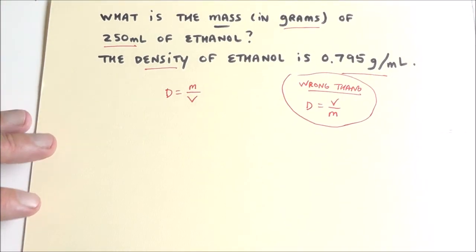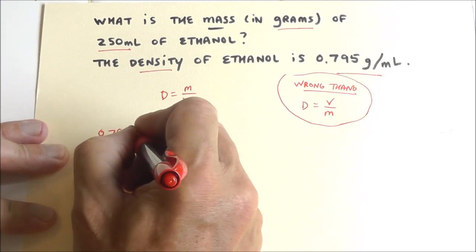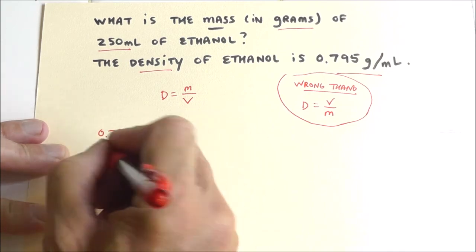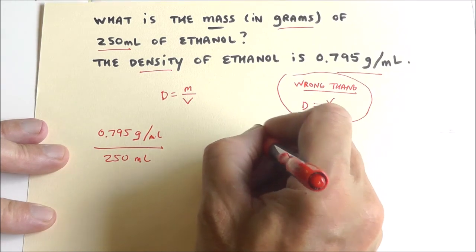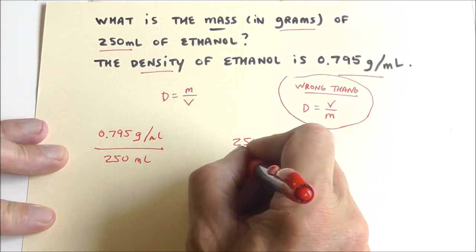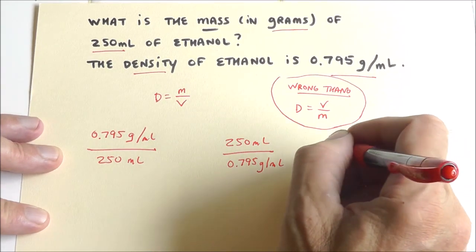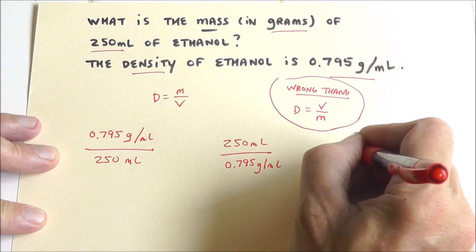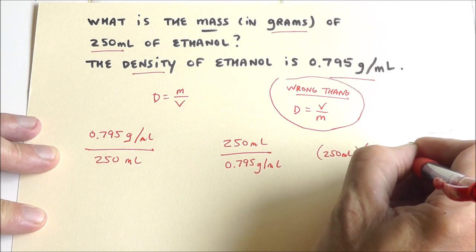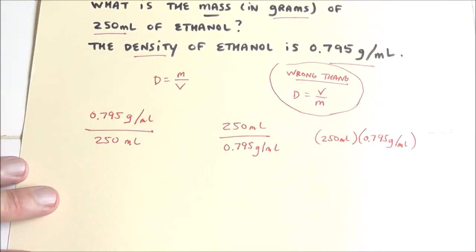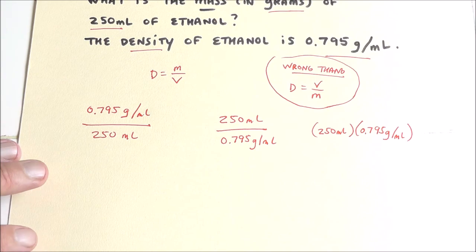So I'm going to do 3 things to these numbers. I'm going to divide 0.795 grams per milliliter by 250 milliliters. I'm going to divide 250 milliliters by 0.795 grams per milliliter. Or I'm going to multiply, and it doesn't matter what order you multiply, multiplication is pretty chill like that. And I'm not going to even do all those calculations because I'm going to figure out what the units are first, and the one that gives me grams is the one I'm going to do.